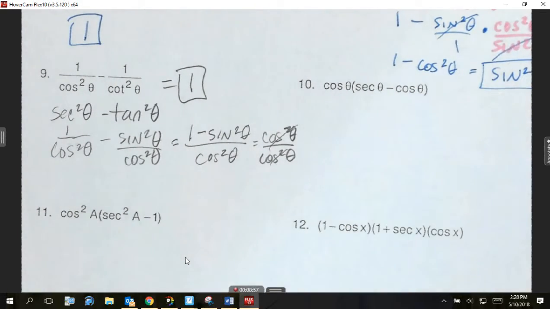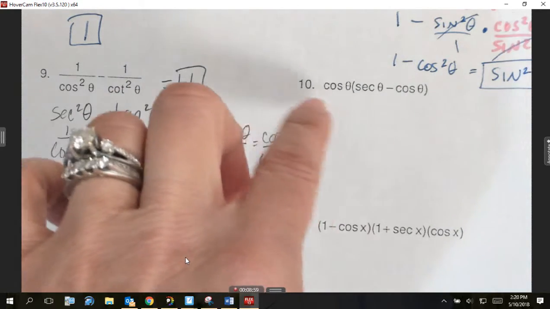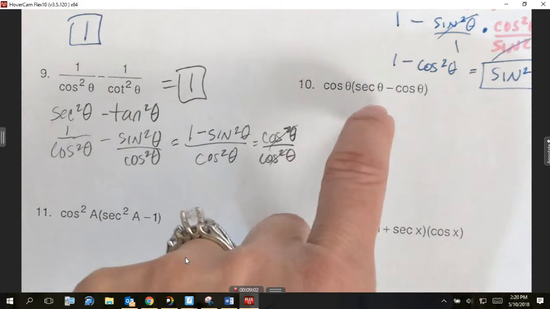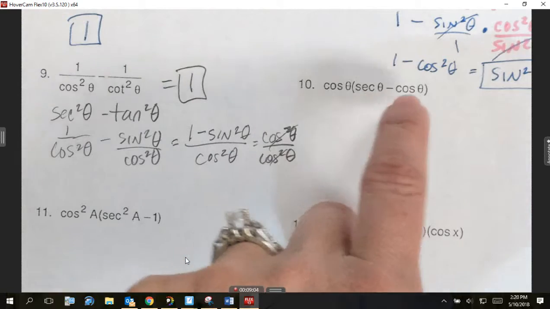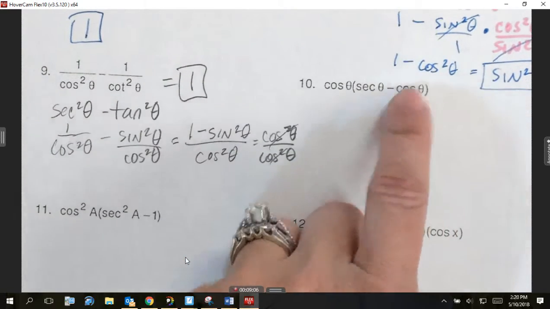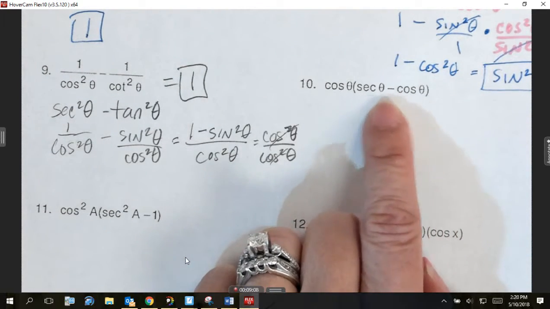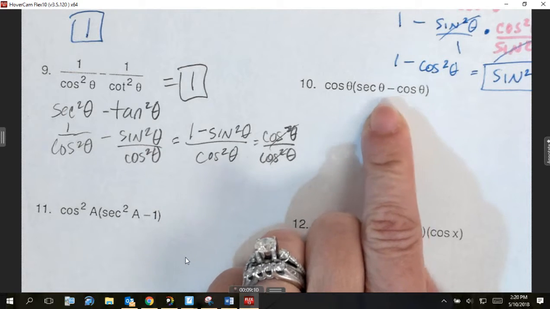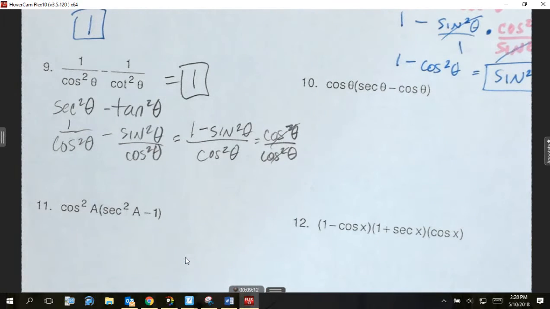Okay, so number 10, I'm looking at this, and I'll help you work through number 10 to start. I'm looking at secant theta minus cosine theta, and those are not squared. So that's not going to be one of those Pythagorean ones. But I also know that secant and cosine are related to each other. Secant and cosine are what? Reciprocals. And what happens if you multiply two reciprocals?